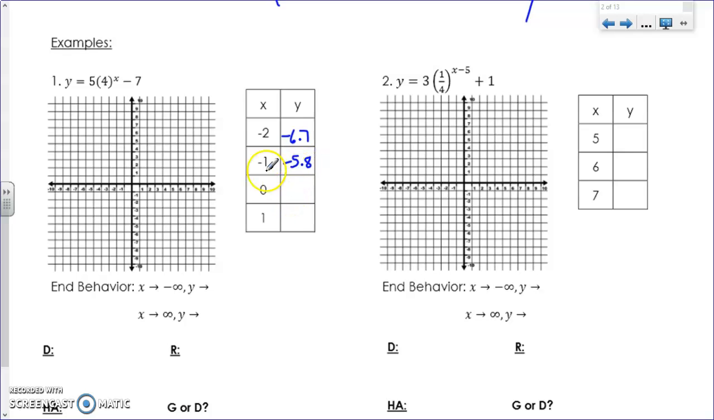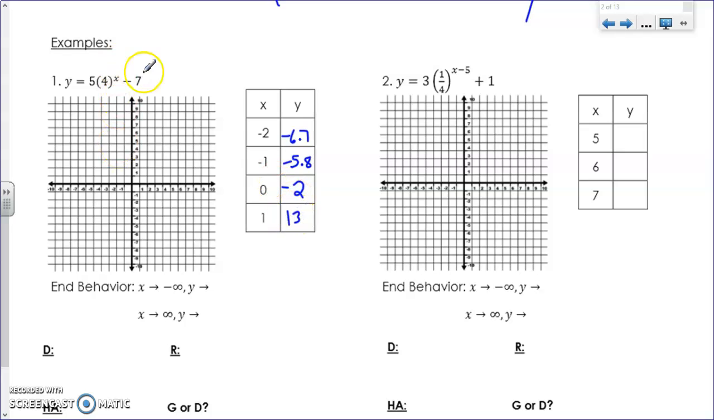And when we plug 0 in, remember anything to the 0 power is 1. So that would be 1 times 5 minus 7, and that would give me negative 2. When I plug 1 in, that would be 20 minus 7, which will be 13.